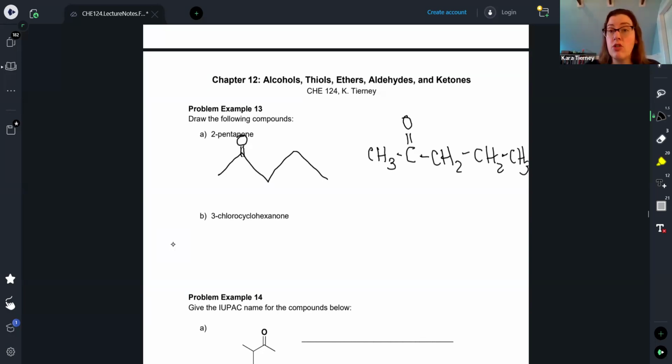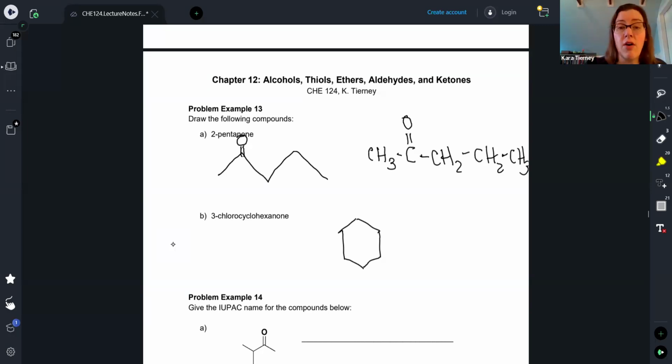Our next one is 3-chlorocyclohexanone. So cyclohexanone means we're going to have 6 carbons in a ring. Resist the urge to draw the double bonds to make it into a benzene because this is not benzene. Cyclohex means six-sided, no double bonds unless it's cyclohexene, then it would have one double bond.